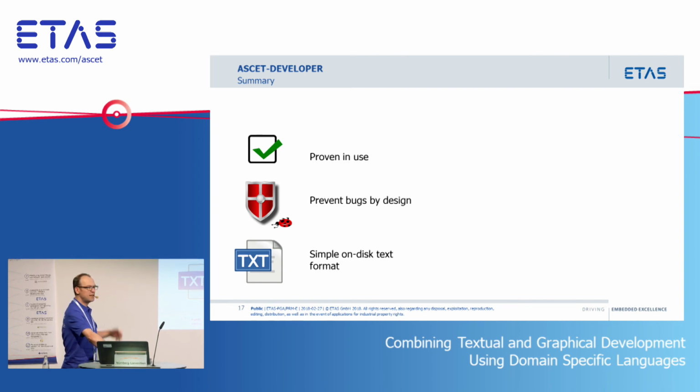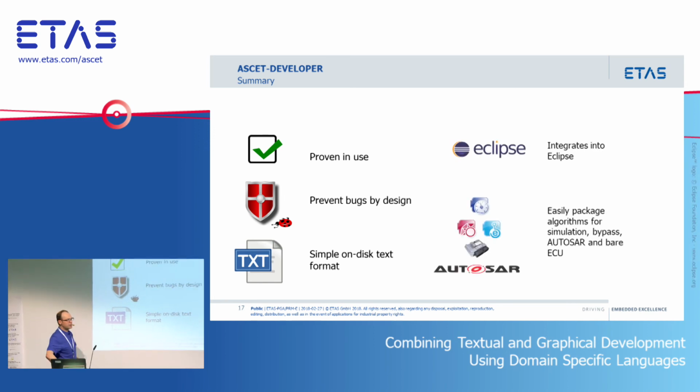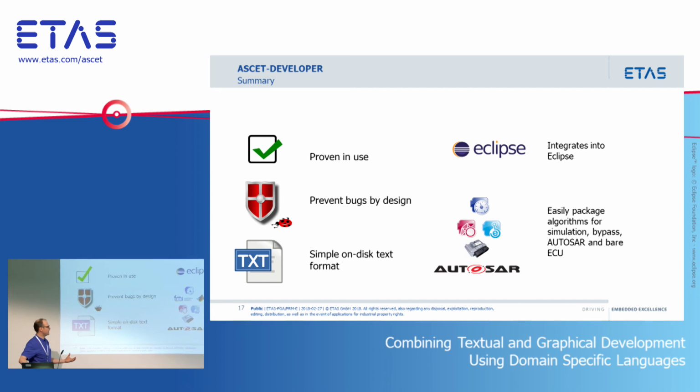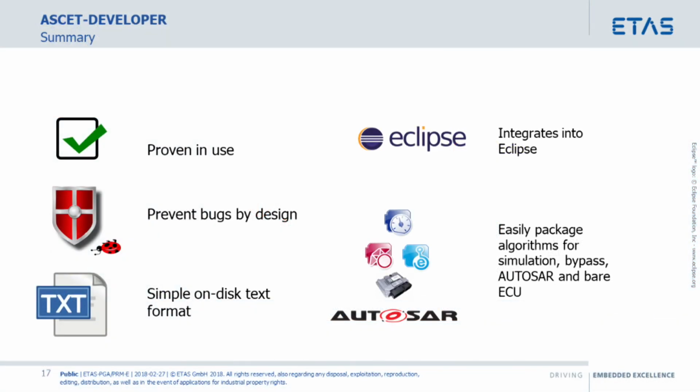If you open ESDL in Emacs, it looks exactly the same as it does in Eclipse. It integrates into Eclipse nicely, and we can easily package all these models for different use cases. So simulation, bypass, AutoZAR, and a bare ECU. And that's what ASCII does.